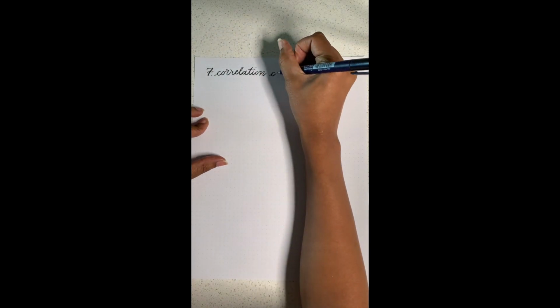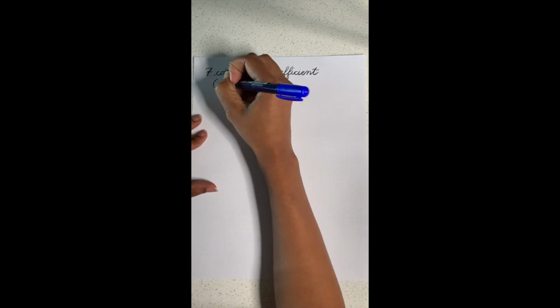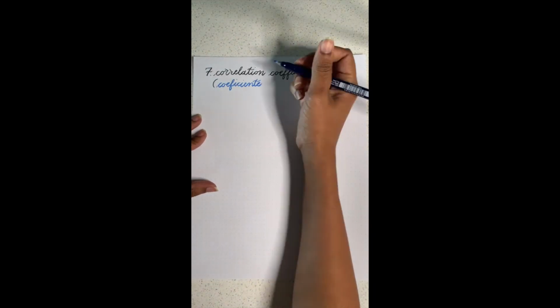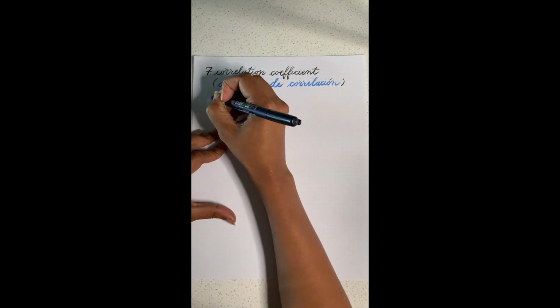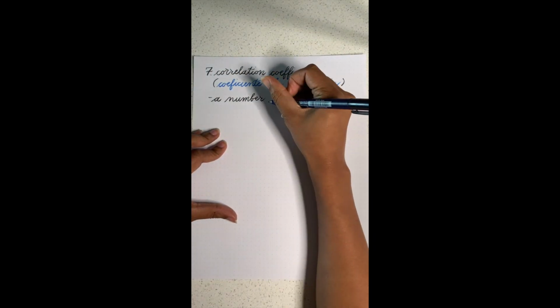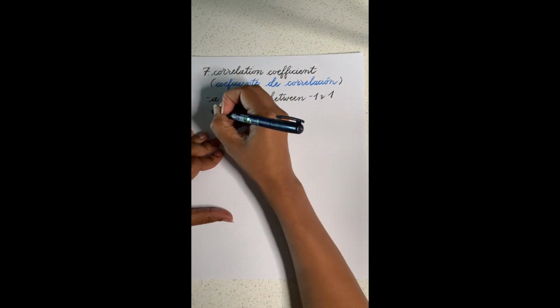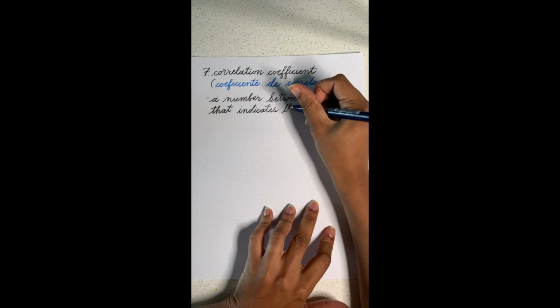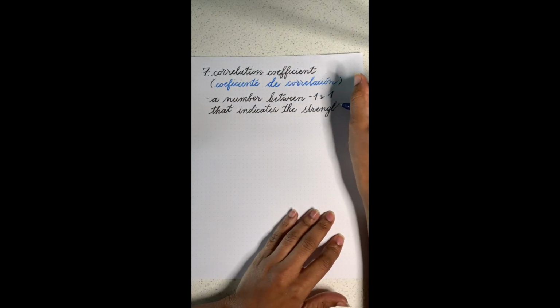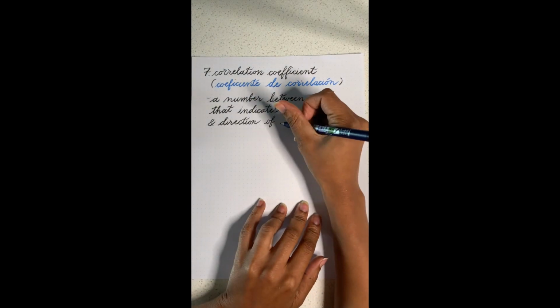So lastly, we have our correlation coefficient. So the correlation coefficient is a number between -1 and 1. So it can't be higher than 1 or lower than -1. That indicates the strength and direction of the relationship between the two variables. So es un número entre el uno positivo y uno negativo que indica la fuerza y la dirección de la relación entre los variables. Okay?